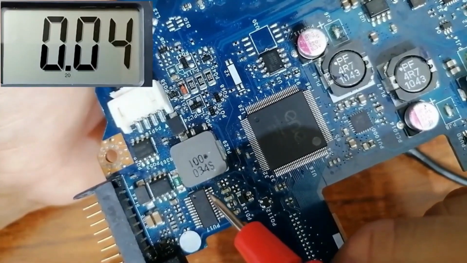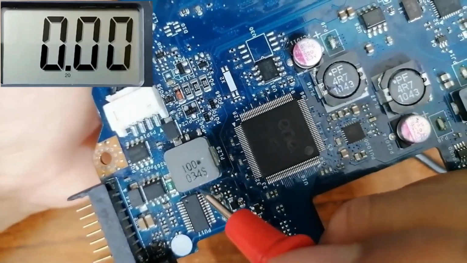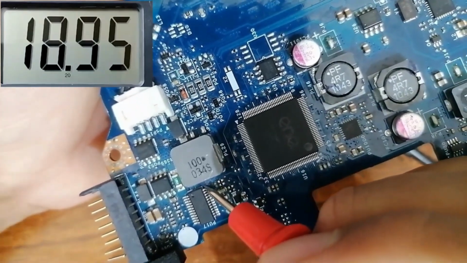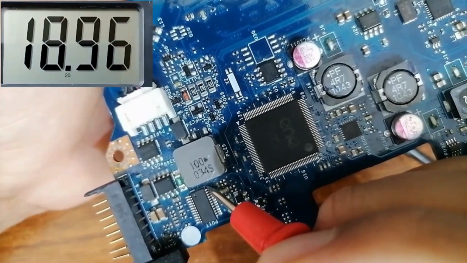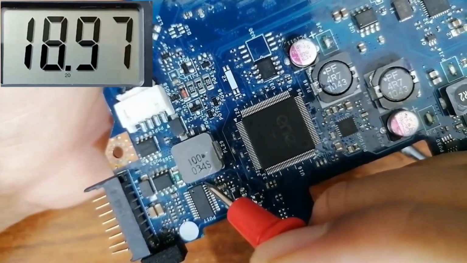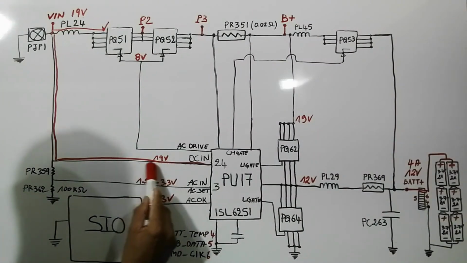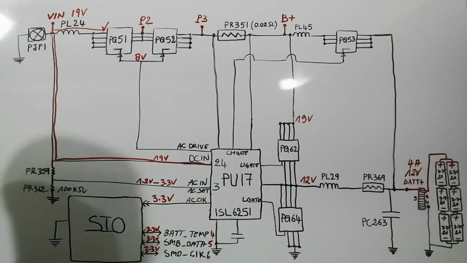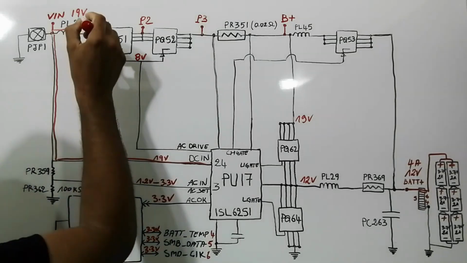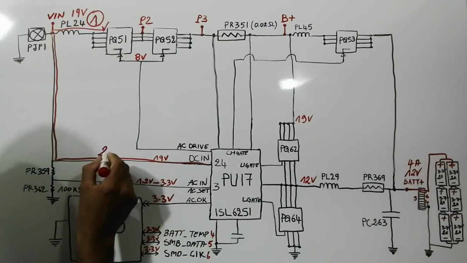So let's check this pin. We have to find 19 volt in the multimeter. This is the DC in. Let's check. We have 19 volt in the multimeter. So the DC in is correct. Good. Once we find 19 volt, let's see the next step. So here we have the first step, and this is the second step.